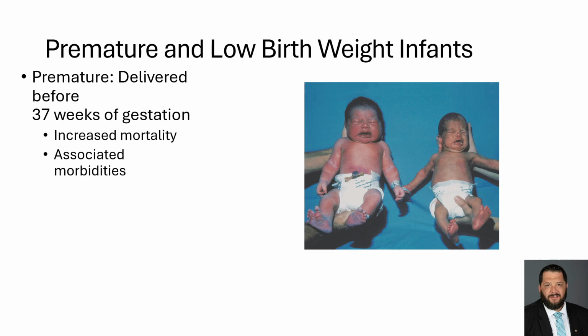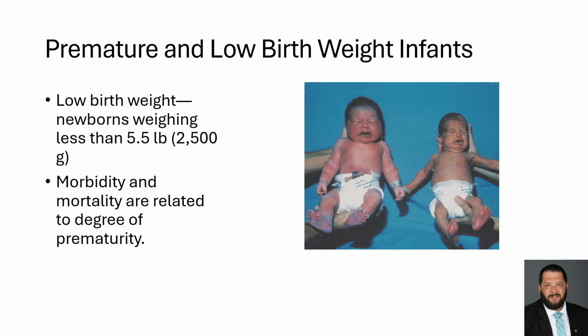Premature and low birth weight infants. Premature is when the baby is delivered prior to 37 weeks of gestation. There are some associated complications with this, including an increased mortality rate. If you'll recall from neonatal development, the lungs are some of the last to fully function, and the secretion of surfactant, the chemical that keeps the lung from sticking together, doesn't occur until the mid-30s weeks. So there are associated complications with prematurity specifically, and then low birth weight additionally.